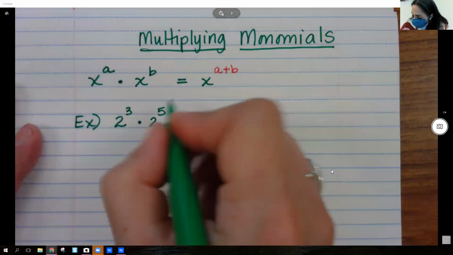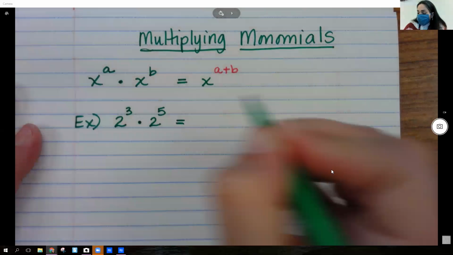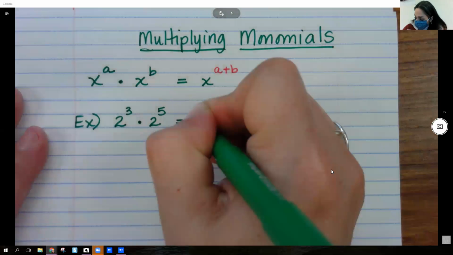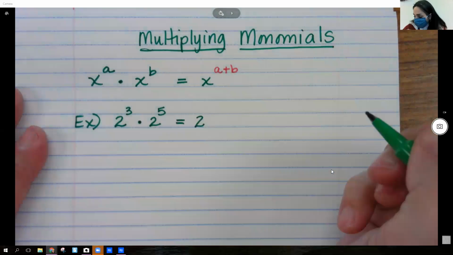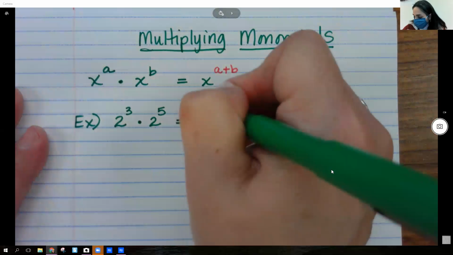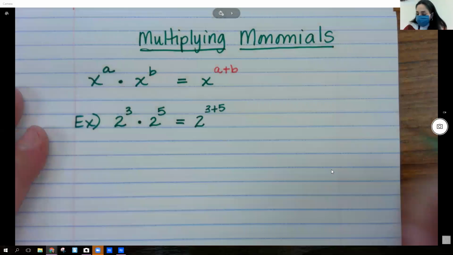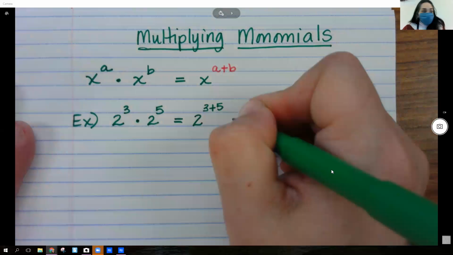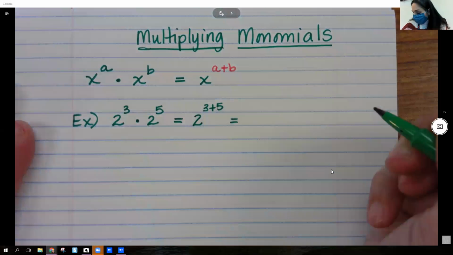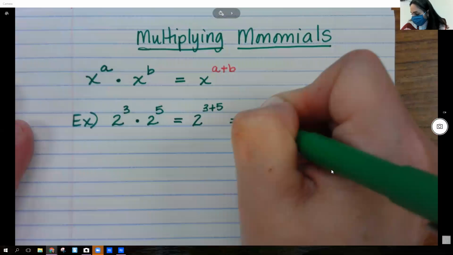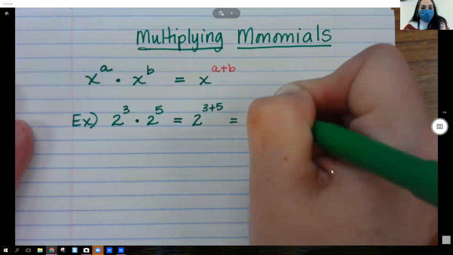So what you would do is, well, you would do 2, that would stay a 2, and then you would do 3 plus 5 up in the top. And so we can simplify that because we can do 3 plus 5. So this would be 2 to the 8th power.